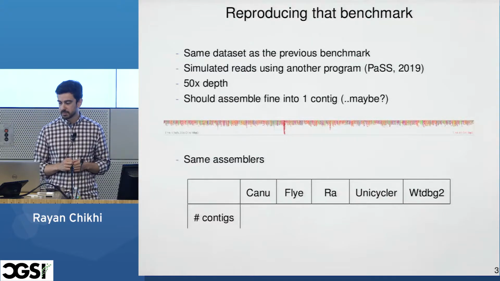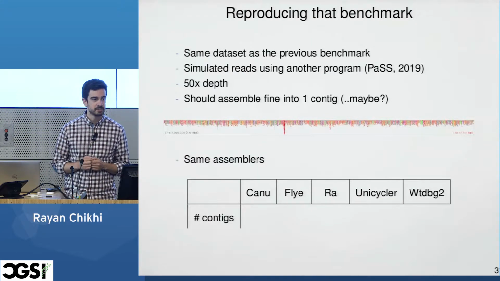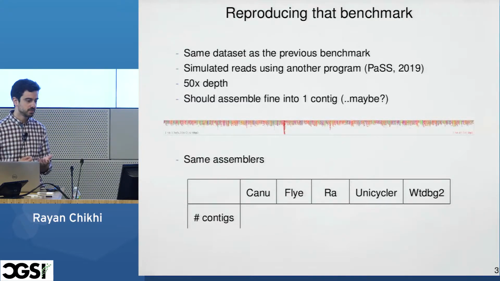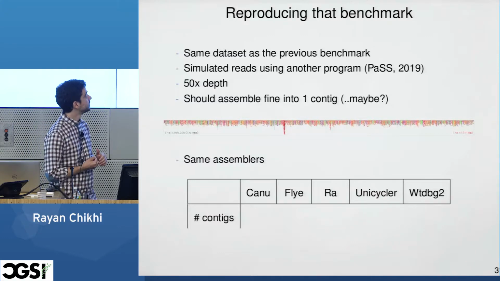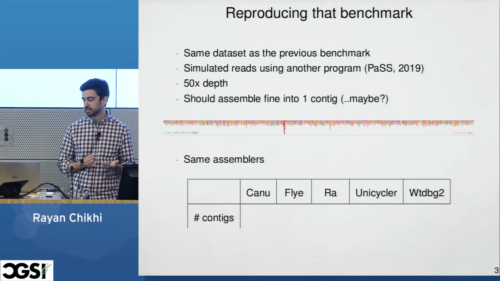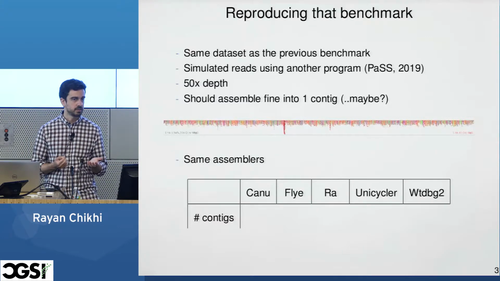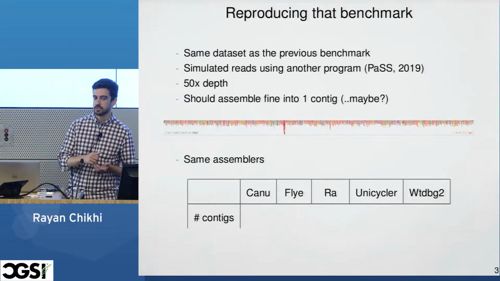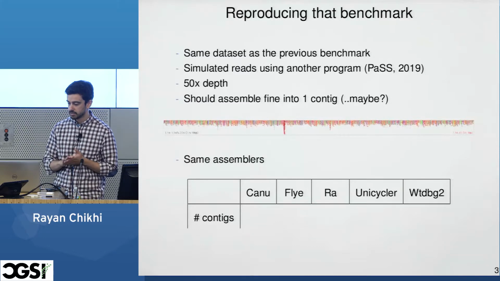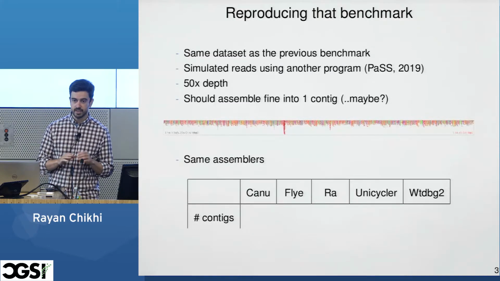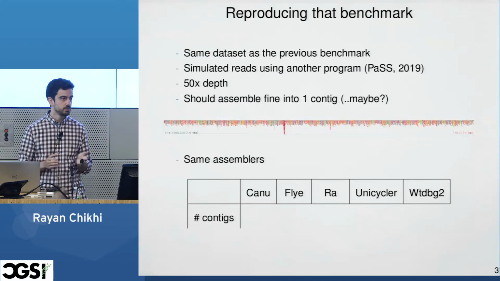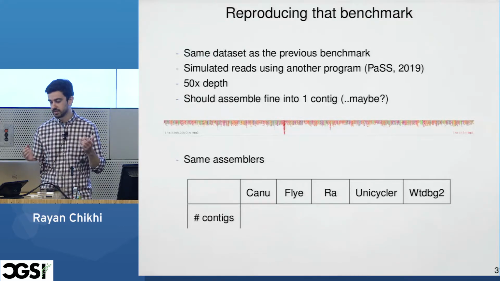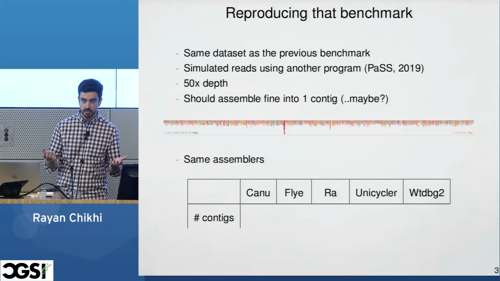So we talk about benchmarking. And what about benchmarking the benchmarks? I wanted to reproduce the results of Rayan and see what my experience with it was. So I took the same bacteria as Rayan, and then I simulated reads using another read simulation program, a very recent one, PBSIM, at 50x depth. With 50x, you should be able to assemble a bacteria with no problems. It should assemble fine into a single contig, maybe.